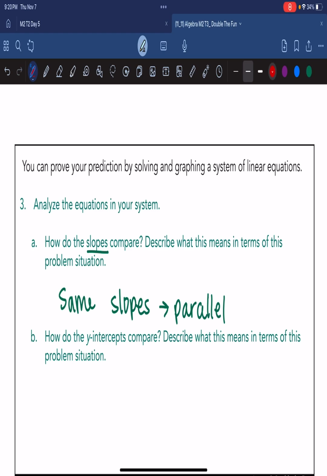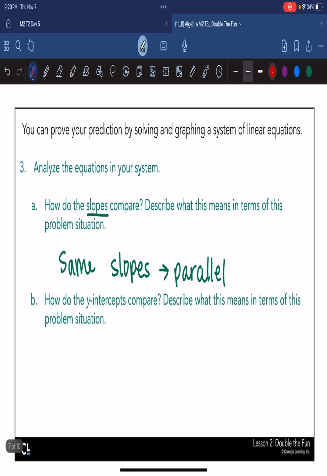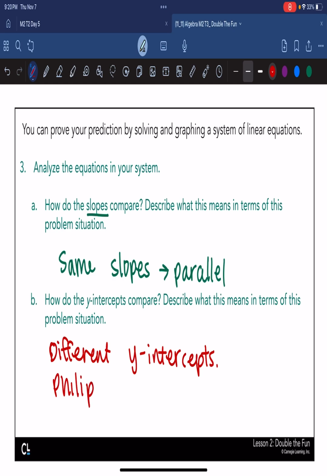And B, it says how do the y-intercepts compare? So they have different y-intercepts. Philip's y-intercept is a greater number. His starts higher. He started with more money to begin with. And since they're saving the same amount every week, that means Philip will always have more money.